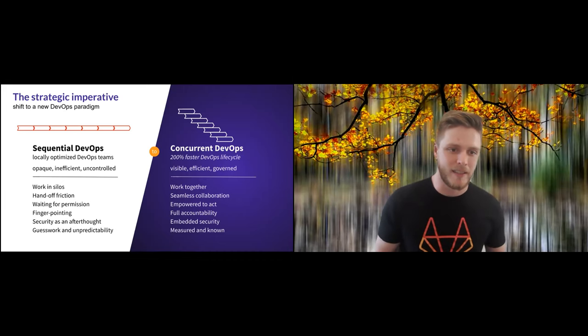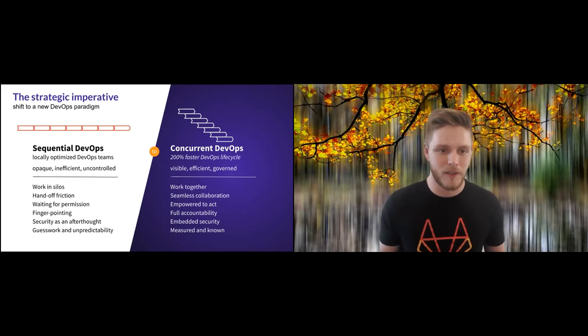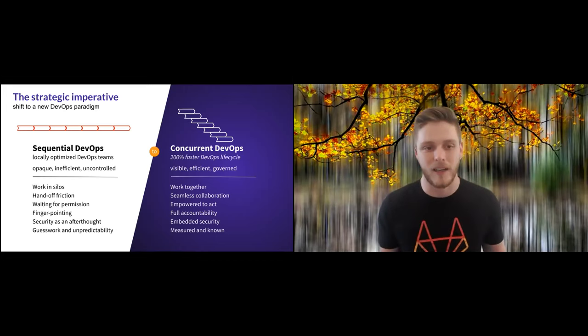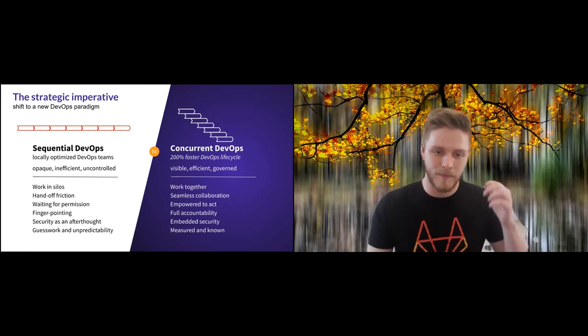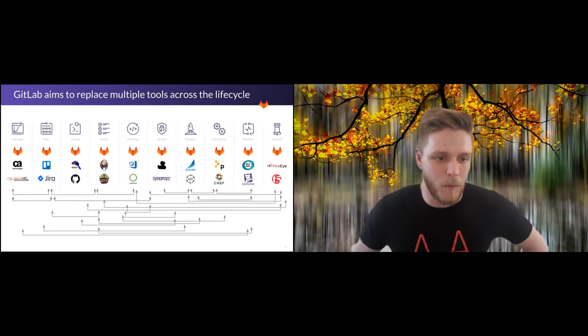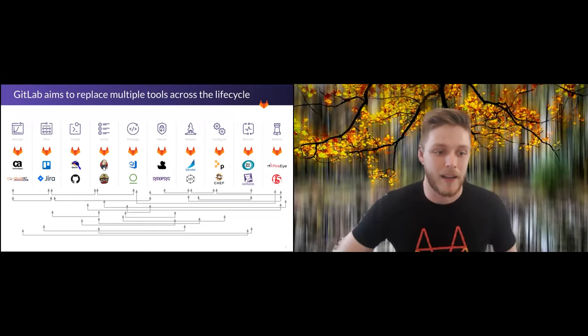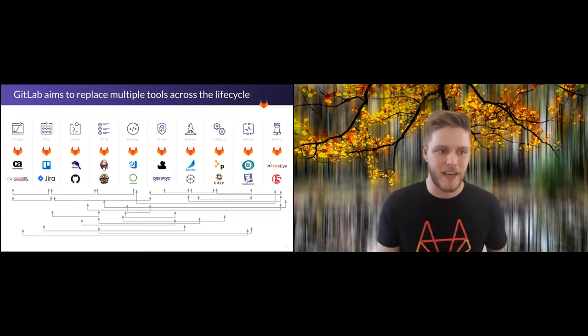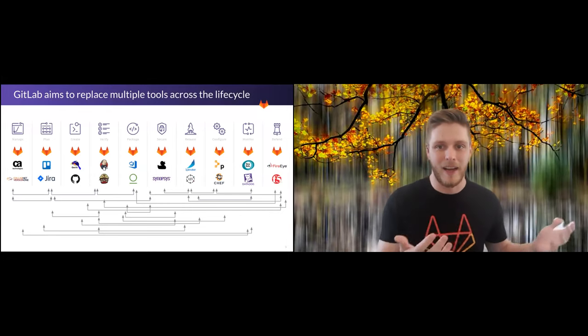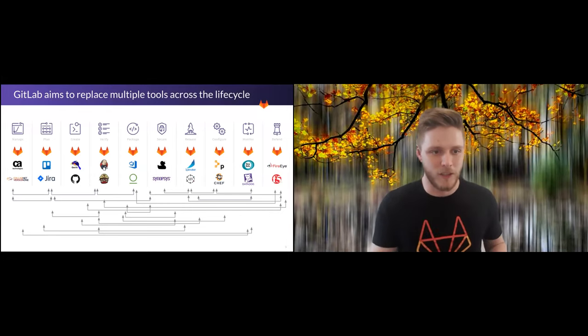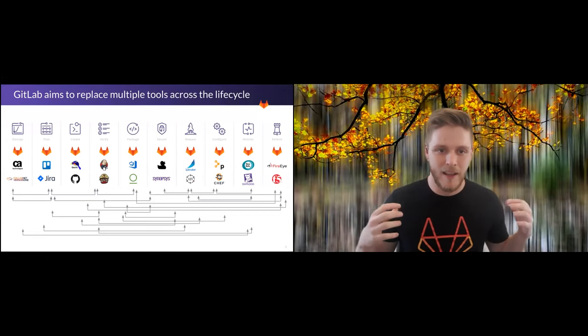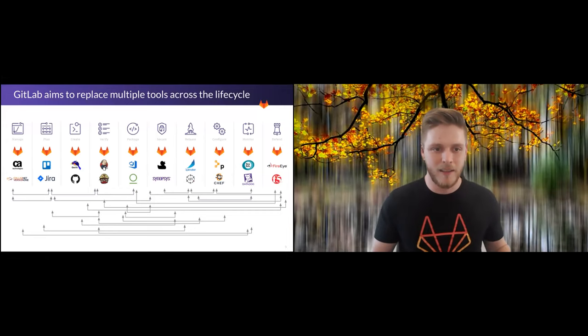And what we really need is a concurrent DevOps platform and DevOps lifecycle to deliver an end-to-end capability. And one of the biggest roadblocks to concurrent DevOps is the toolchain tax. This is where you have all of your different tools, like your Jiras and your Jenkins and all these things, and they're all integrated together, but you still have to hand off between these tools.